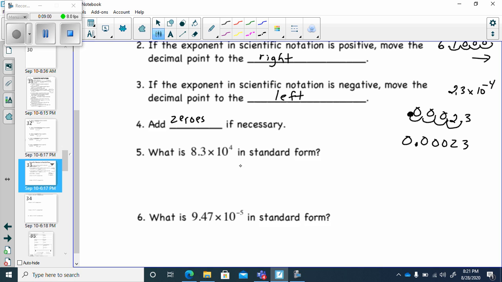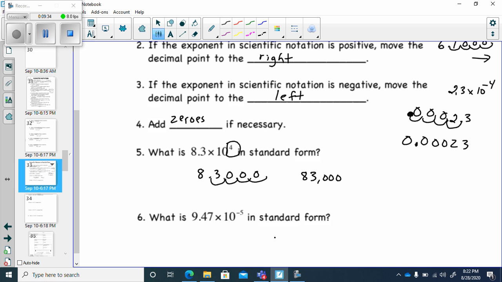What is 8.3 times 10 to the 4th in standard form? Okay, let's try this. 8.3, and this is a positive exponent. It tells me how many places I moved the decimal. I moved it 4 to make the bigger number: 1, 2, 3, 4. Positive exponent gives you a big number, and I've got 83,000. See, that's a big number. It's greater than 1. What is 9.47 times 10 to the negative 5th in standard form?